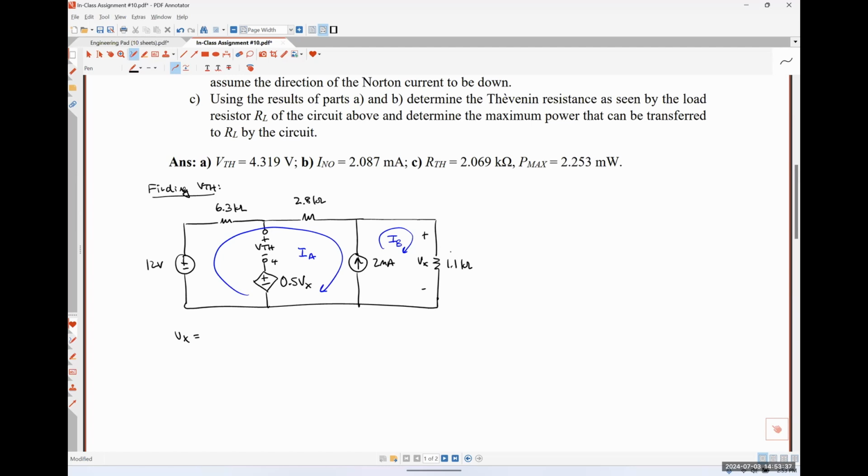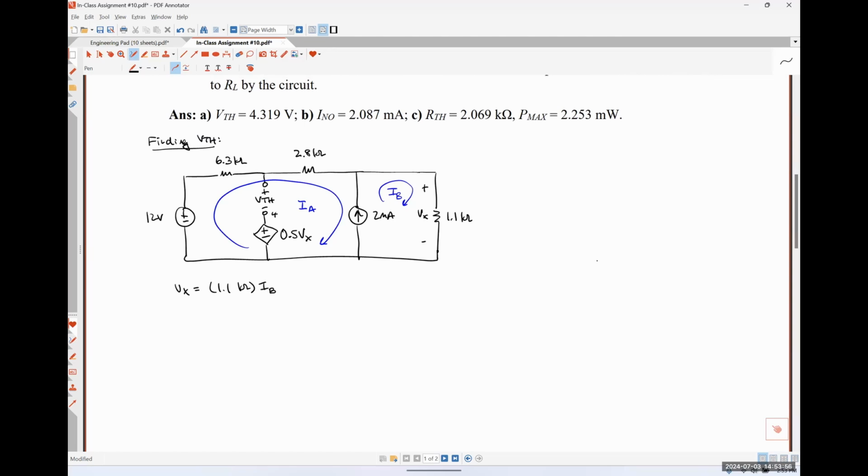So just using Ohm's law, the current that's flowing into the positive polarity terminal of the 1.1 kilo ohm resistor is IB. So 1.1 kilo ohms times IB seems like a perfectly reasonable expression for our controlling variable Vx. We have a current relationship equation because there is a current source. So we're going to have 2 milliamps is equal to what? IB minus IA. Exactly right.